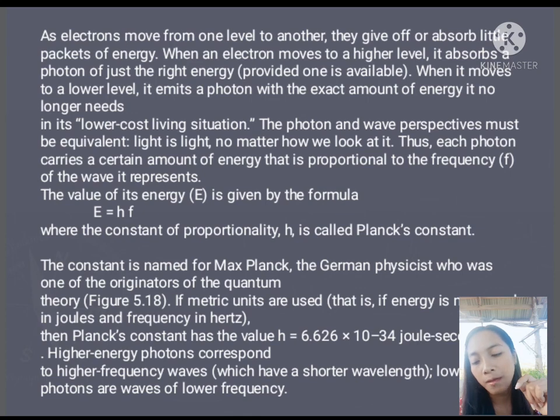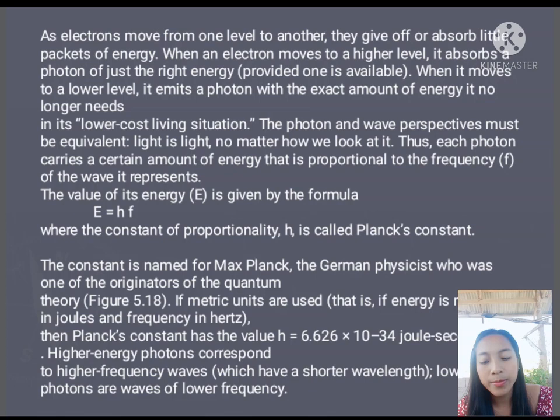The amount of energy a photon carries is proportional to the frequency, f, of the wave. The value of its energy, E, is given by a formula. So we have a formula for finding the amount of energy. The formula is E is equal to hf, where the constant of proportionality, h, is called Planck's constant. The h is a constant, or given. Then we are going to find the amount of energy, where E is the energy and f is the frequency.